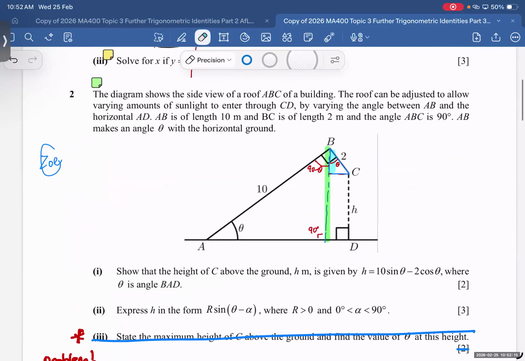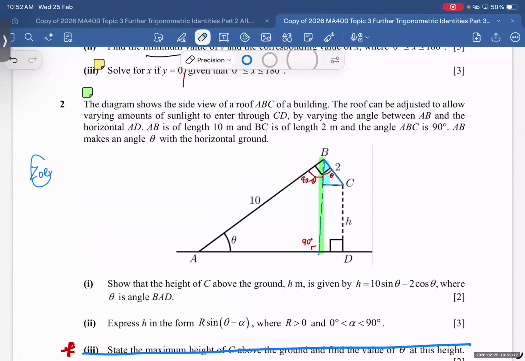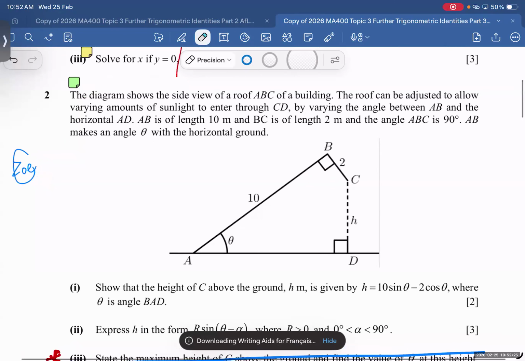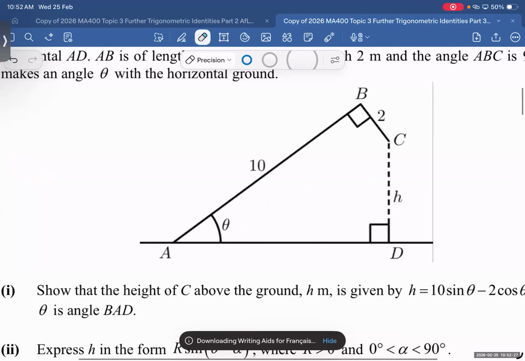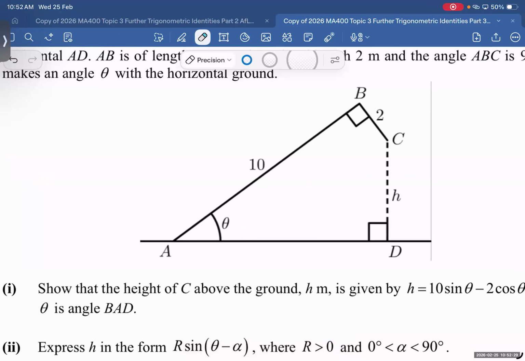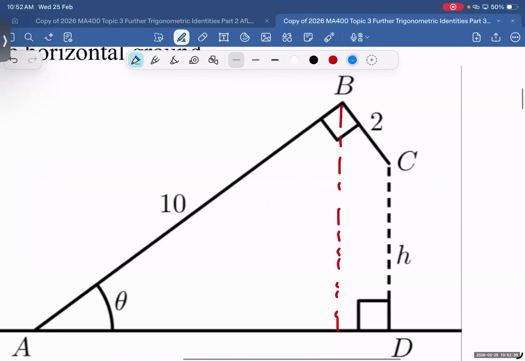Question 2. Okay, so question 2, part 1. This is a very contextual question. All you got to do is speed it up. So first I will show you. I draw a red color line and I draw a blue color line.